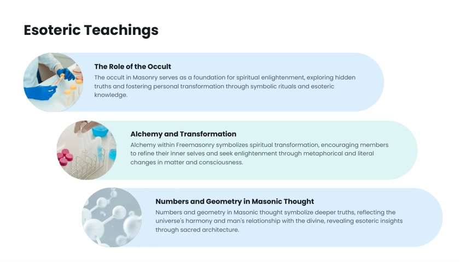Moving on to numbers and geometry, these are more than just mathematical tools in Masonic thought. They symbolize deeper truths about the universe's harmony and our relationship with the divine. Sacred architecture, for instance, uses these elements to encode esoteric insights, revealing how the universe is interconnected and reflecting the divine order. All these aspects, hidden truths, spiritual alchemy, sacred geometry, serve to guide us on a journey of personal and spiritual growth, tying back to the overarching theme of enlightenment that runs through Masonry.